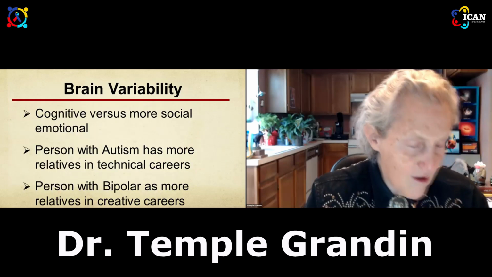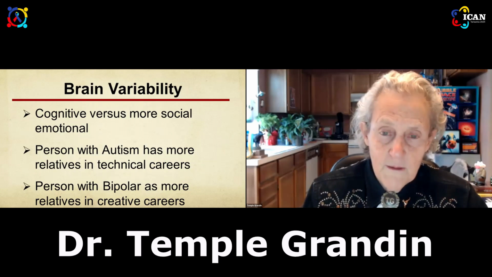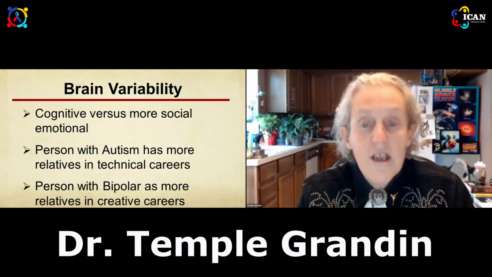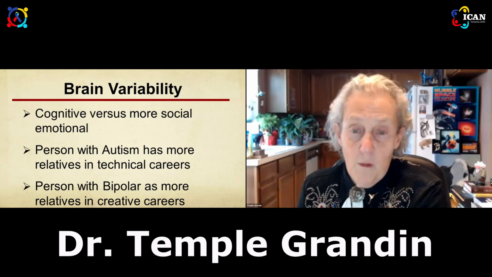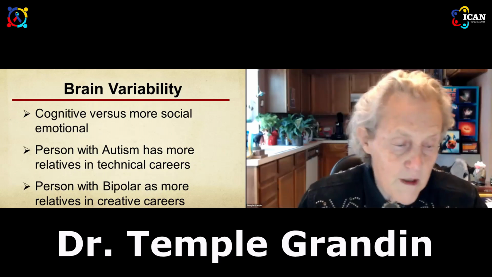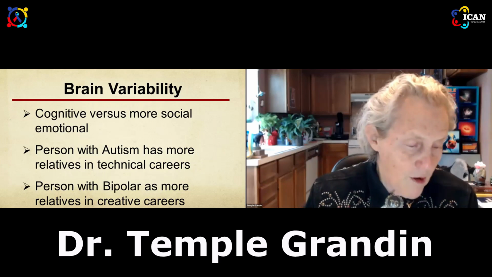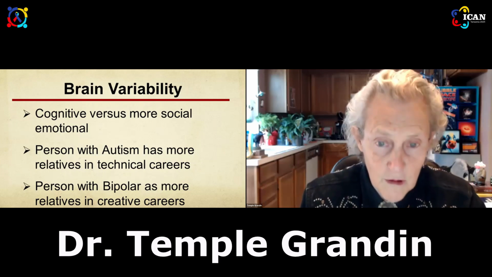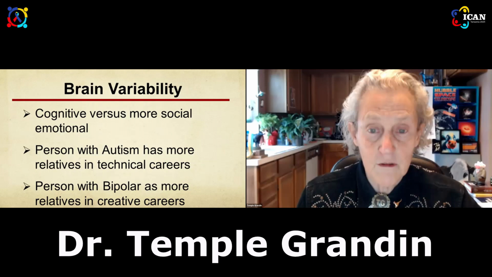The next slide talks about brain variability. Autism is a continuous trait. You can go from slightly awkward and nerdy to somebody who's nonverbal that may have severe epilepsy and mobility issues. It's a very big spectrum. And a brain can either be sort of more cognitive and thinking, or a brain can be more social, emotional. And in the mildest forms, it's a personality variant.